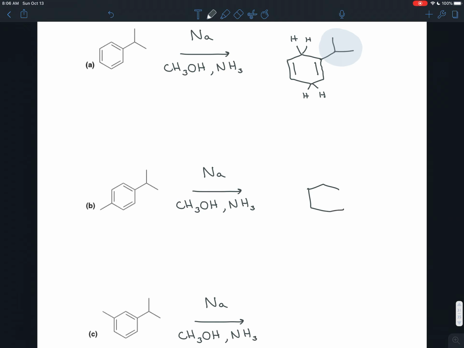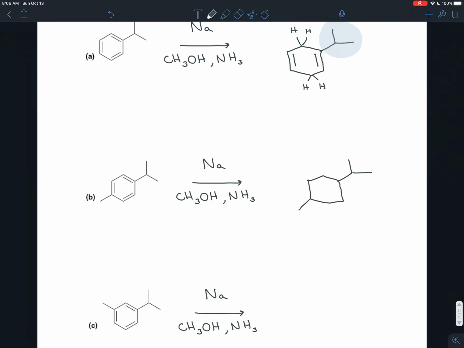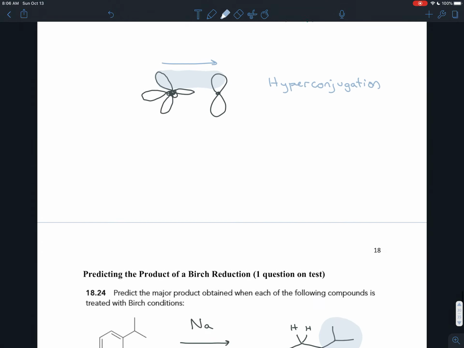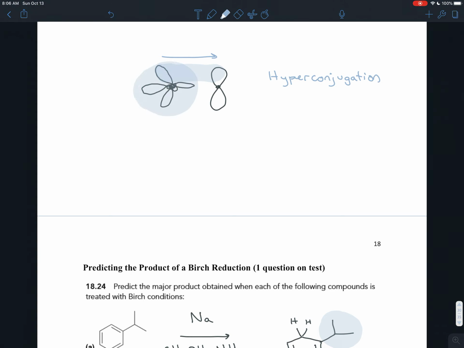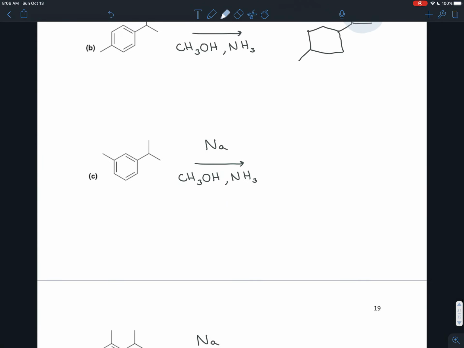For this next one, doing the Birch reduction, the sodium is creating the radicals, the methanol adds the extra hydrogens we're adding on, and the ammonia activates the metal. So in this case we have two alkyl groups, and they're both electron donating through hyperconjugation. Both of them have this sp3 hybridized carbon that's going to bleed into one of the pi bonds in the ring.